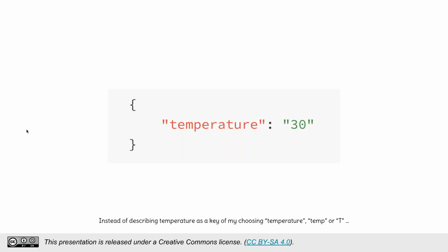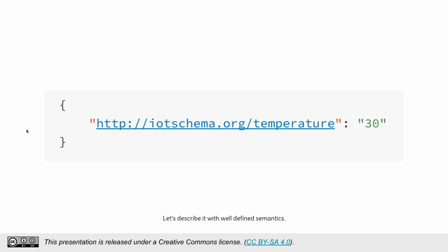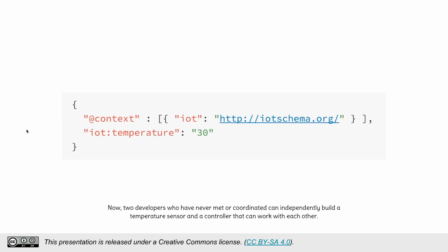So for example, instead of describing temperature as this arbitrary string called temperature, I could have chosen temp, or T, or something else in my local language. It becomes very difficult for another party to understand what this means without actually talking to me and manually integrating with my system. If instead I were to describe the data with well-defined semantics, for example using this schema called iotschema.org, then this reading has very specific meaning. It has specific units. It has specific context. So what this enables is that two developers who've never coordinated can independently build a temperature sensor and a temperature controller that would just magically work together.